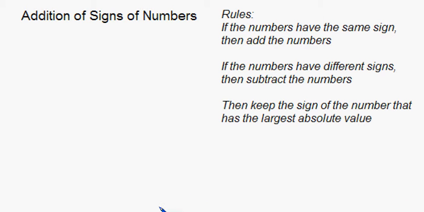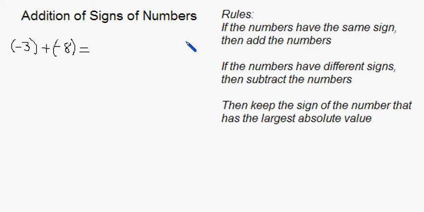Okay, so we're going to talk about the addition of signs of numbers. Say that we have a -3 and we're adding it to a -8. The question is, what should the answer be? So remember that because we're adding numbers that have signs, we're adding two numbers, and both numbers have negative symbols on them. So that means that both numbers are negative.